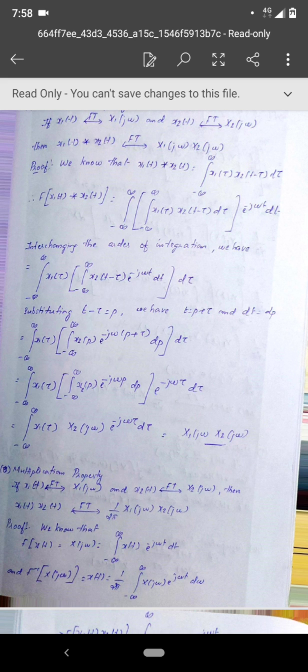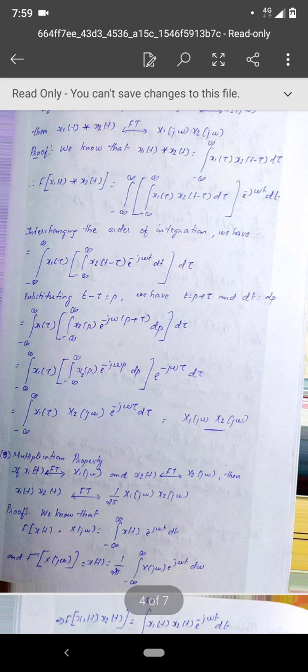So what is the signal? That signal is in the square bracket, that is the integration from minus infinity to infinity of x1 of tau, x2 of t minus tau d tau. Now this is a usual technique, that is interchanging the order of integration. x1 of tau is taken outside, and the integration with respect to tau will be the last integration. Within it, the first integration is from minus infinity to infinity of x2 of t minus tau e raised to minus j omega t dt.